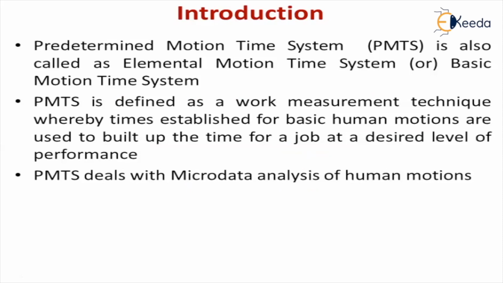Predetermined Motion Time System, PMTS, is also called Elemental Motion Time System or Basic Motion Time System. By the word itself, we can understand it is going to have the time for elemental motion of humans. It's a work measurement technique whereby times are established for basic human motions that are used to build up the time for a job at a desired level of performance.